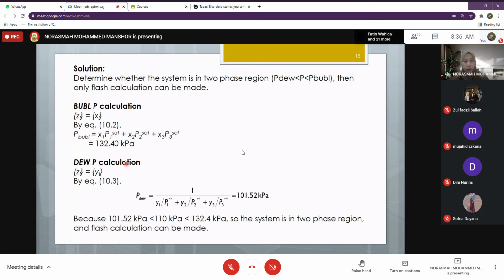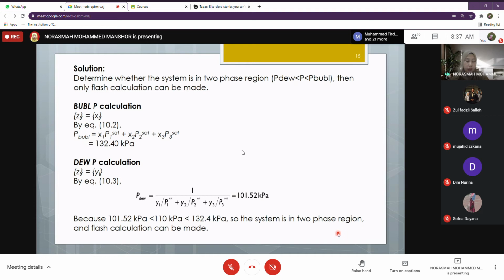And then for the dew P, you assume the given mole fraction is equal to yi. By using equation 10.3, P dew is equal to 1 over summation yi over Pi set. You calculate the P dew. The given pressure 110 kPa is between P bubble and P dew. So the system is in two phase region.